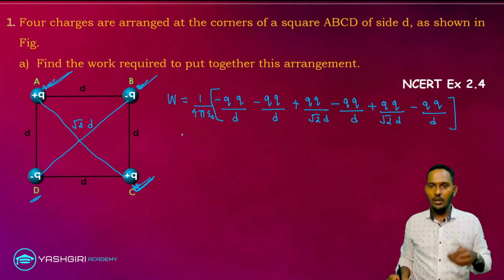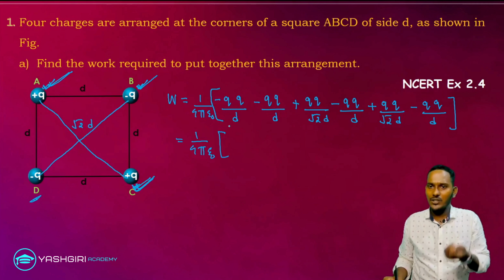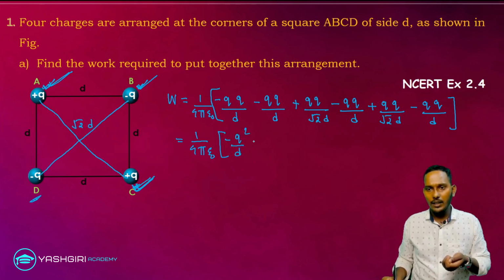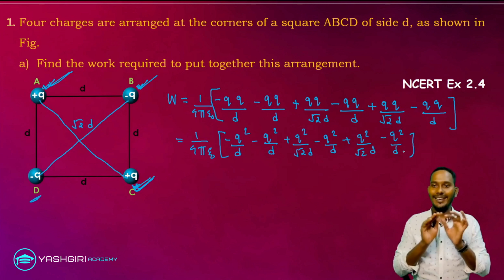Now from here, let me add one more step, 1 upon 4 pi epsilon naught, and I can multiply that minus Q into Q. That will give you a minus Q square upon D. Here as well, students, minus Q square upon D. This is going to be a plus Q square upon square root of 2 times D, minus Q square upon D, again plus Q square upon square root of 2 times D, minus Q square upon D. So this is what we have.